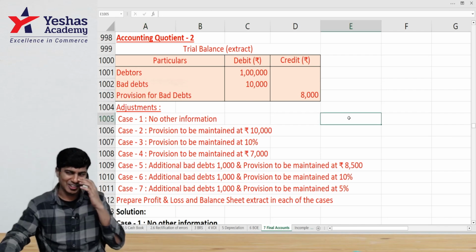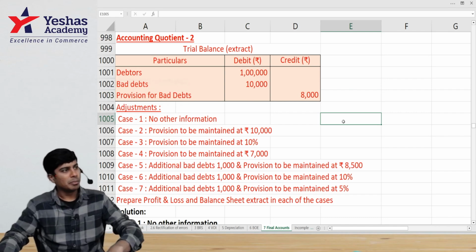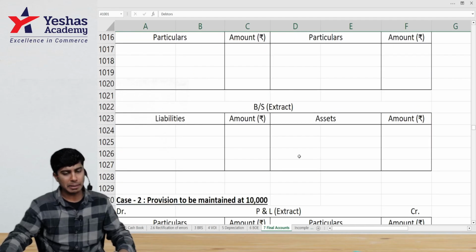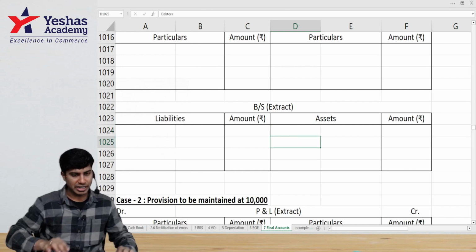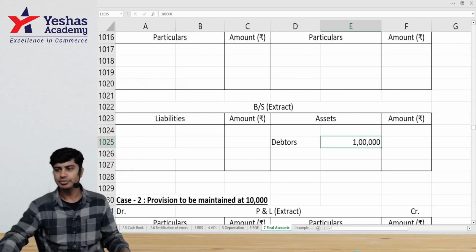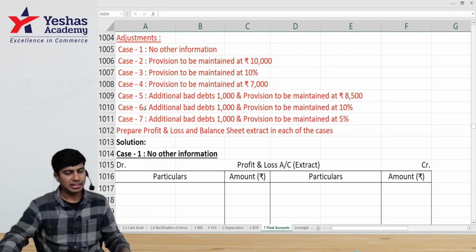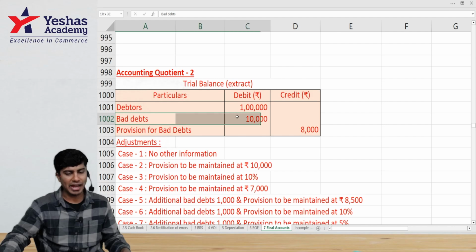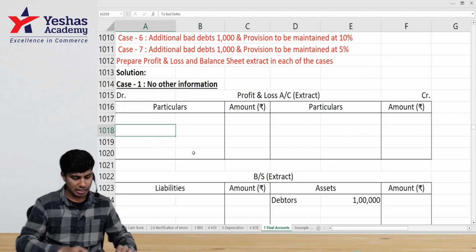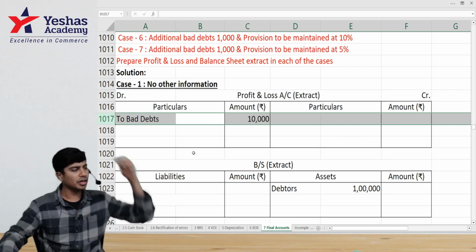Come on, let's now solve this second question. We'll solve each of the 7 cases, one case at a time. Begin with the first case. Debtors is rupees 1 lakh. So in my balance sheet, I would write my debtors on the asset side at rupees 1 lakh. After I write my debtors at rupees 1 lakh in the balance sheet, then in the trial balance, I have bad debts of 10,000. Bad debts of 10,000 will be written in our profit and loss account on the debit side. I hope you got it.